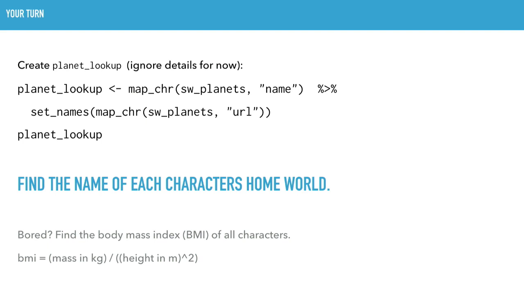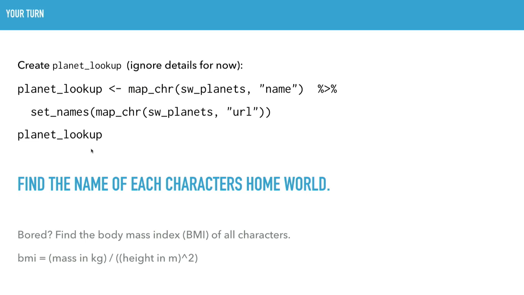Okay, so now I want you to take a go at this. I'm going to get you to create this planet_lookup vector. It's just these 2 lines of code that you'll need to run, so you'll probably want to copy and paste that from the slides. For now, I want you to ignore the details of how we create that, and I promise that we'll come back to those 2 lines of code and you will understand exactly what is happening. For now, just create it, and take a look at planet_lookup to see the correspondence between those planet URLs and the planet names.